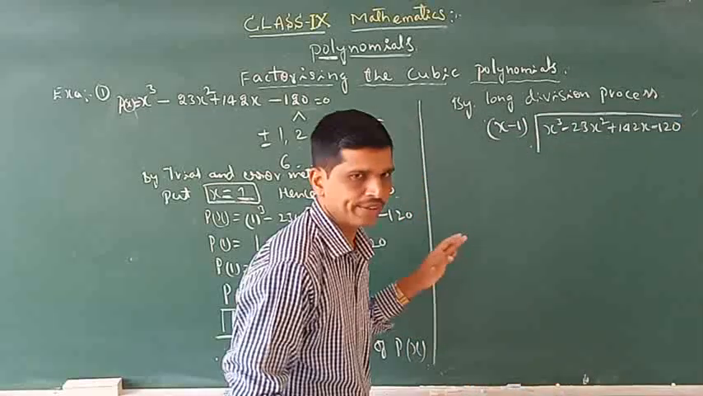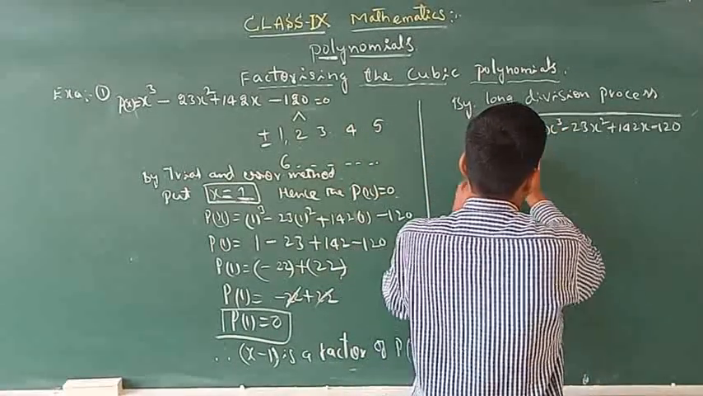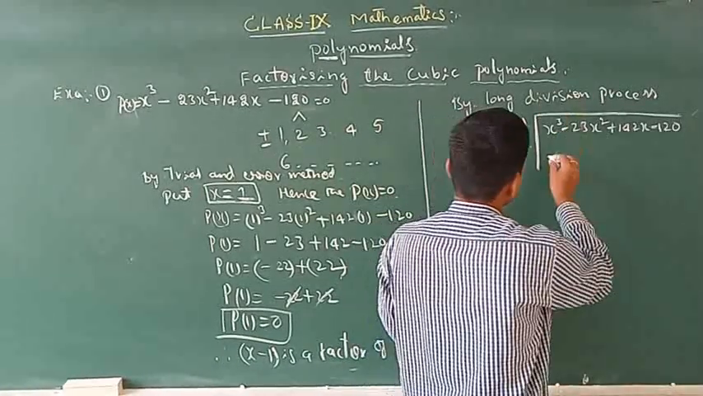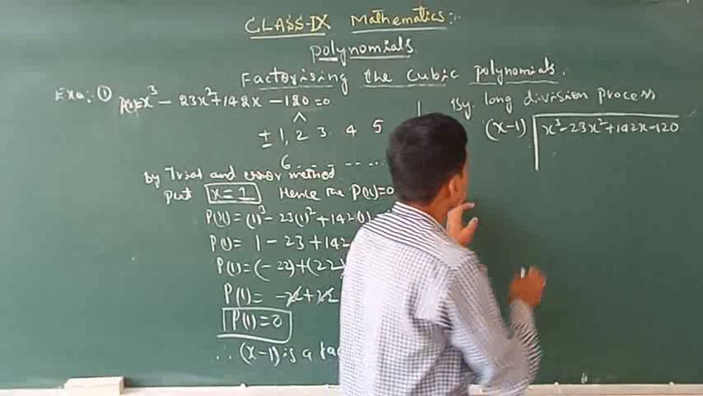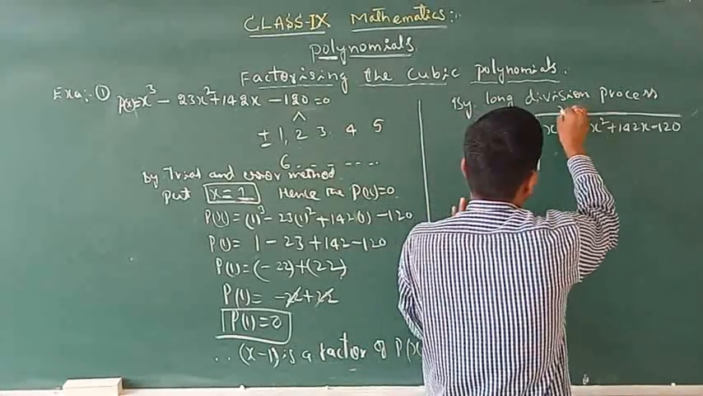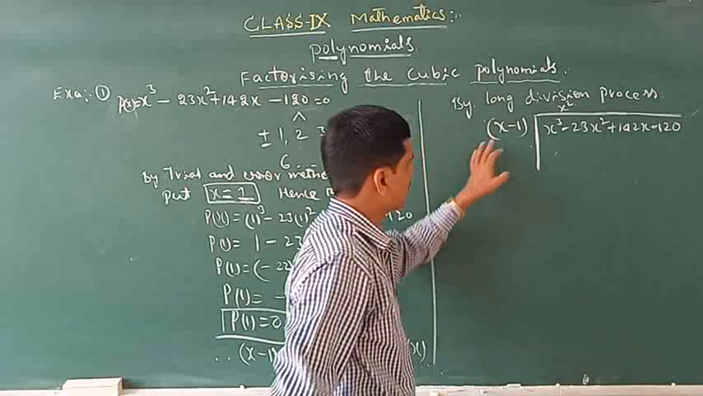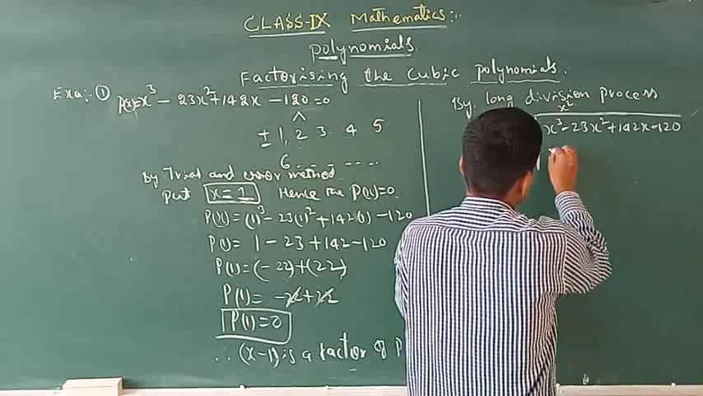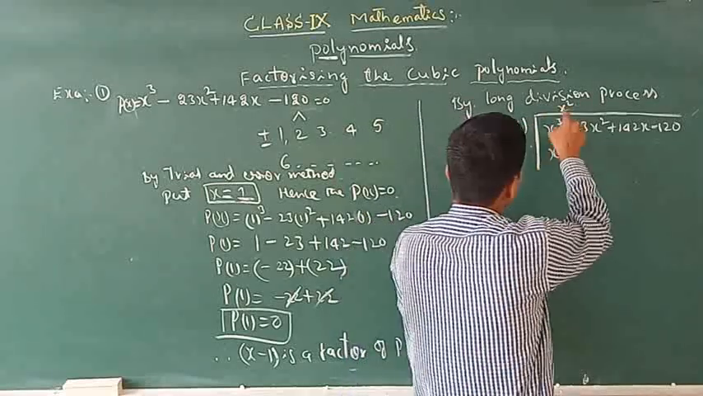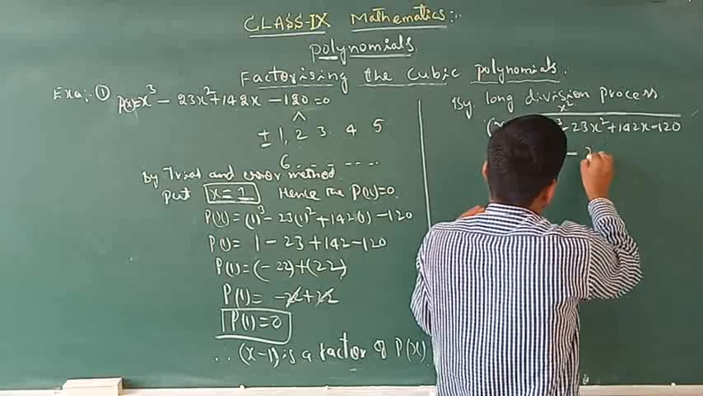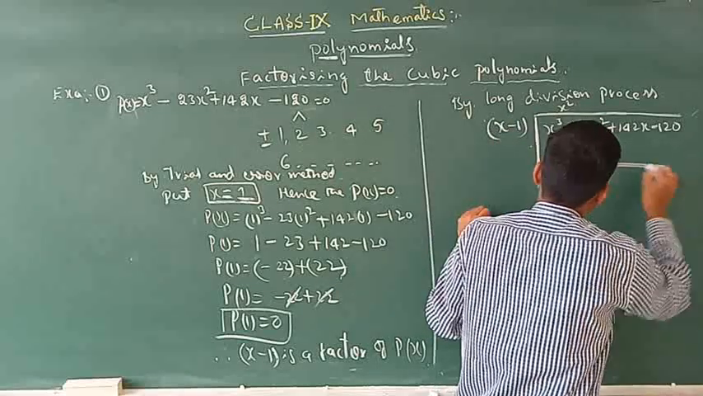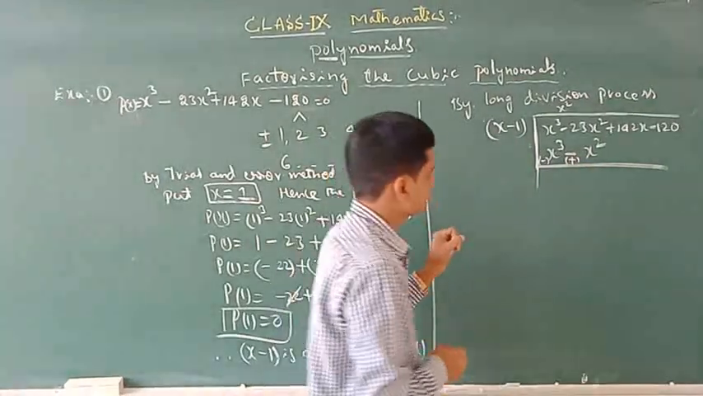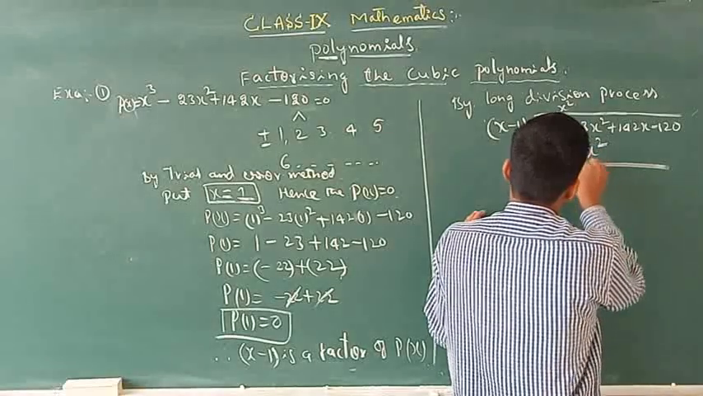Next, x minus 1. I already showed in the remainder theorem how to divide using the long division process, and the steps are also explained. In order to eliminate the first term, multiply the quotient and the first term of the divisor, and their product should be equal to the first term of the dividend. That is why it becomes x cube, because x square into x is x cube, and x square into minus 1 is minus x square. On subtraction we get 0.